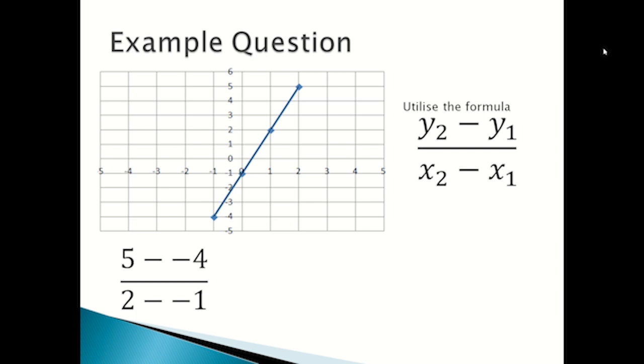Next, you substitute in your values, so it will become 5 minus -4 over 2 minus -1, which will be simplified to 9 over 3, which equals 3, which means that the gradient of line L is 3.